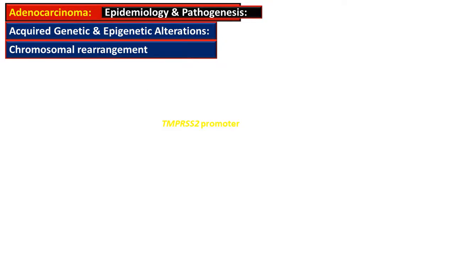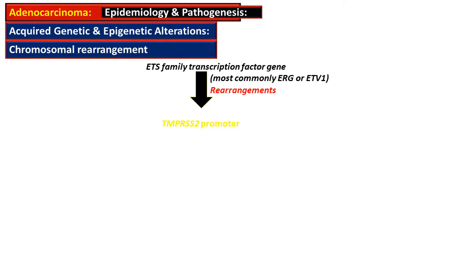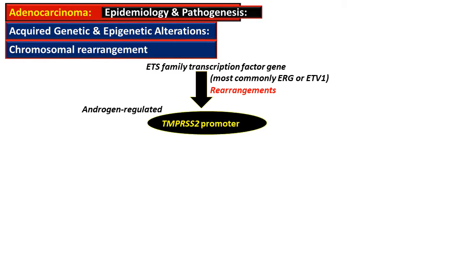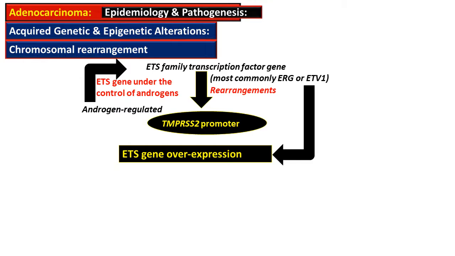So another mechanism is the chromosomal rearrangement that is present in about 50% of the cases. This is the juxtaposition of the coding sequence of ETS family transcription factor, and most commonly ERG or ETV1 are involved, and these transcription factor genes are placed next to the androgen regulated TMPRSS gene.